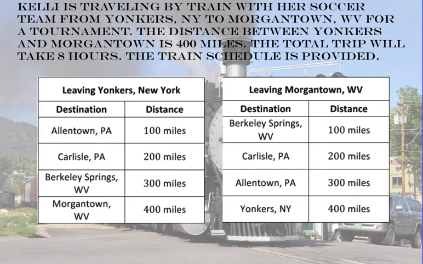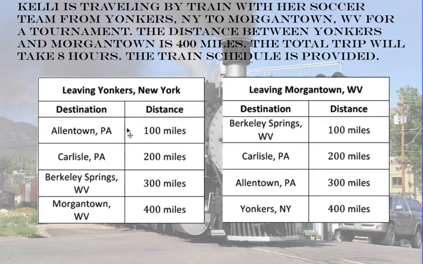We're going to start with Kelly and her soccer team that's traveling from Yonkers, New York to Morgantown, West Virginia for a soccer tournament. The distance between Yonkers and Morgantown is 400 miles, and the total trip will take 8 hours.